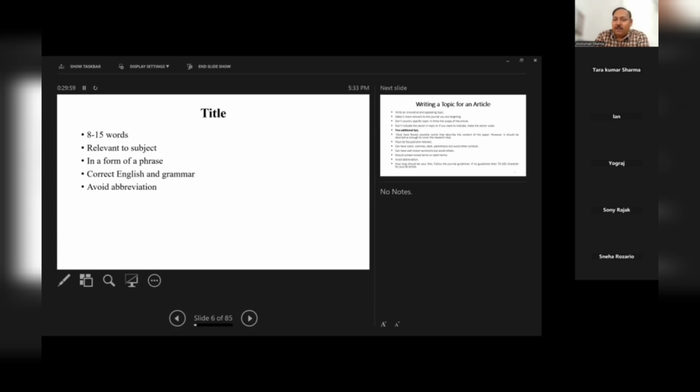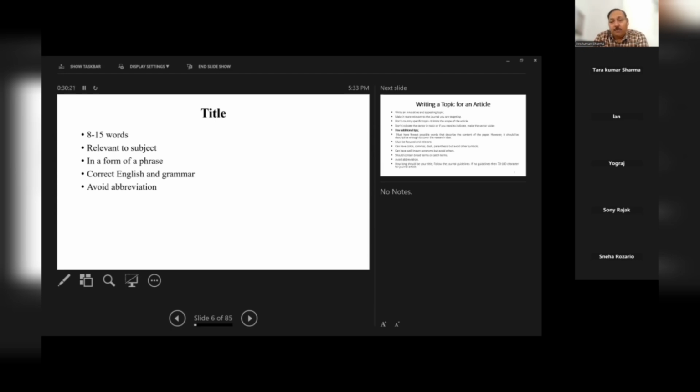If you're writing a very complicated title, it will be problematic. Too long a title will be problematic. So if you see, any good title is between 8 to 15 words. It should be relevant to your subject. So whatever your total research paper is talking about, your title should go with this. Not like you have a different title and the paper has a completely different story.